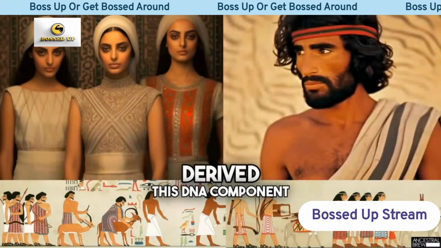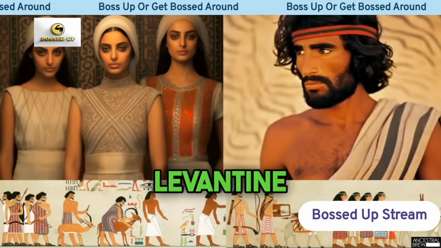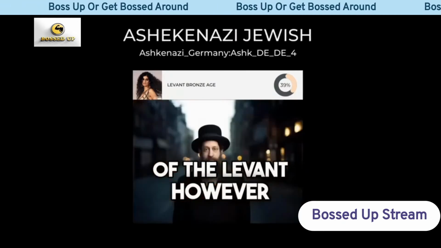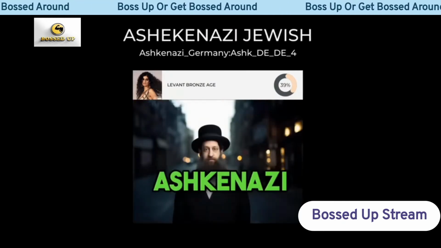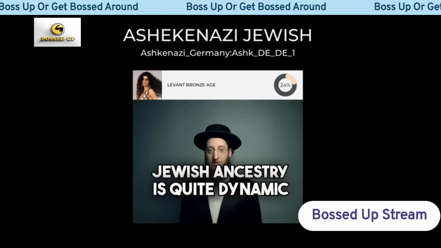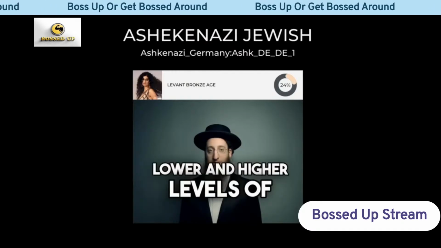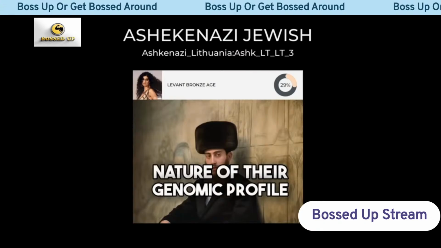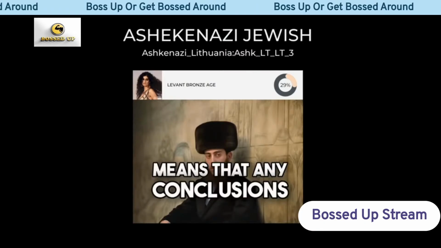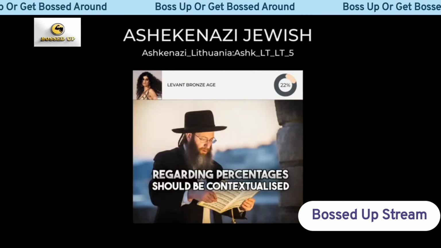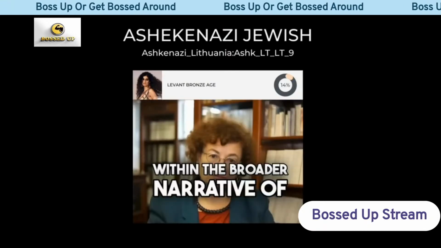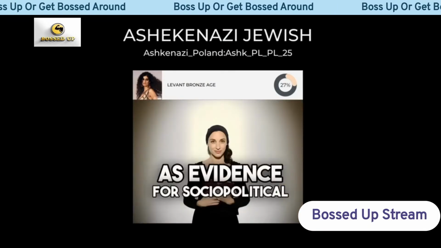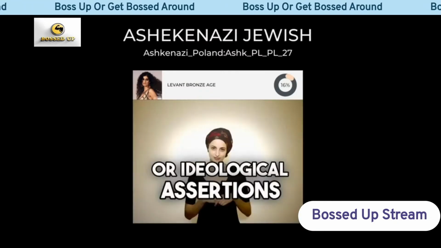This DNA component is characteristic of Bronze Age Levantine groups and is found highest in Christian populations of the Levant. However, it is important to consider that Ashkenazi Jewish ancestry is quite dynamic, with some individuals having both lower and higher levels of Levantine ancestry. The dynamic nature of their genomic profile means that any conclusions regarding percentages should be contextualized within the broader narrative of human migrations and historical developments rather than as evidence for socio-political or ideological assertions.